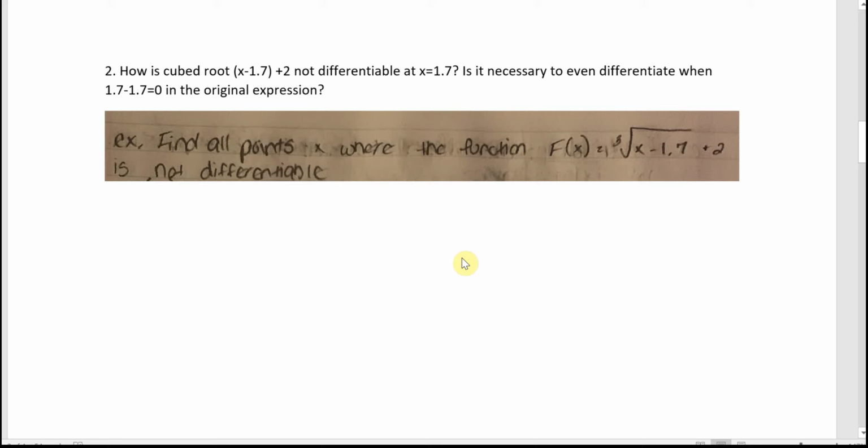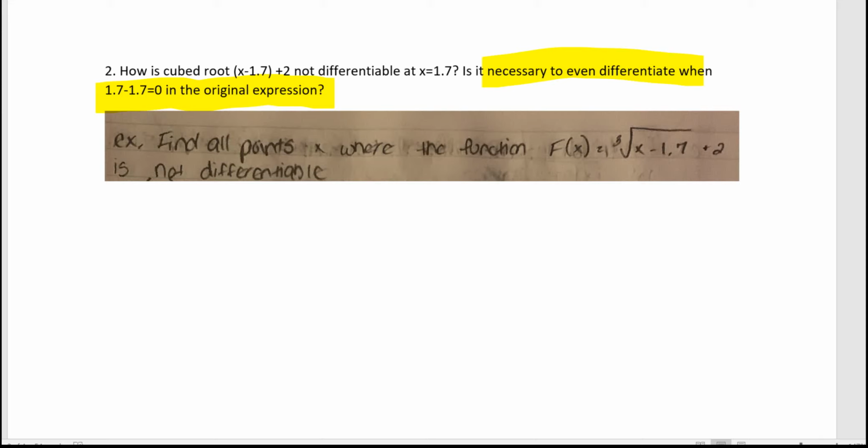So another question via email, and it asked, how's the cube root of x minus 1.7 plus 2 not differentiable at x equals 1.7? And then is it necessary to even differentiate when 1.7 minus 1.7 is 0 in the original expression? So to answer the second half, it absolutely is necessary, because just because that equals 0 doesn't mean it is or isn't differentiable.